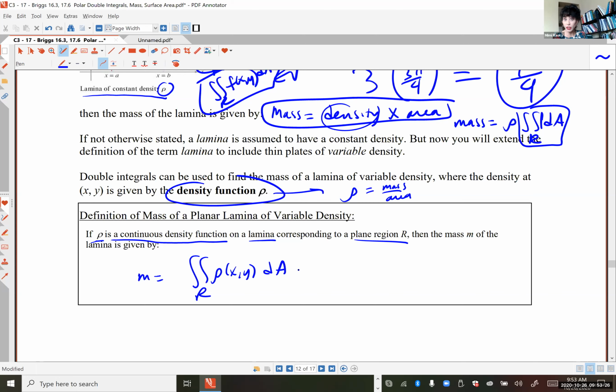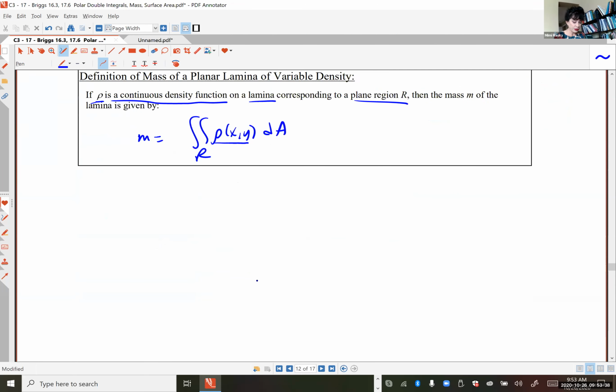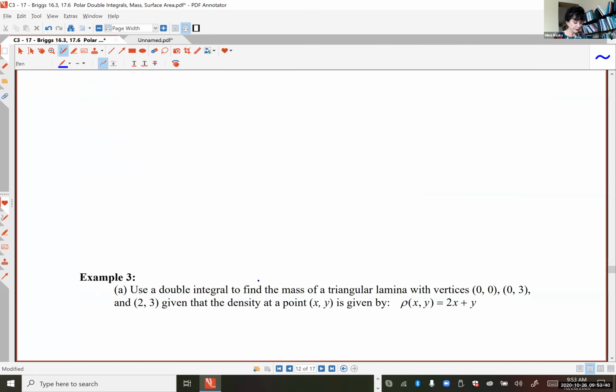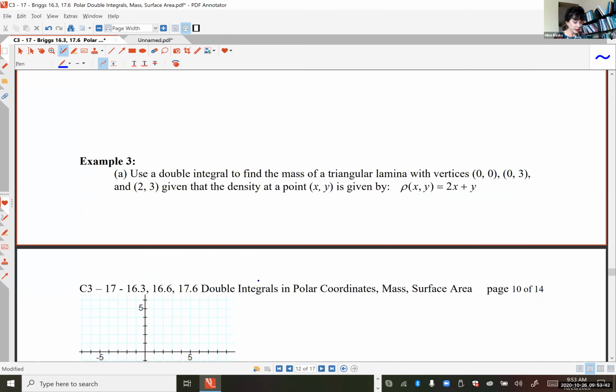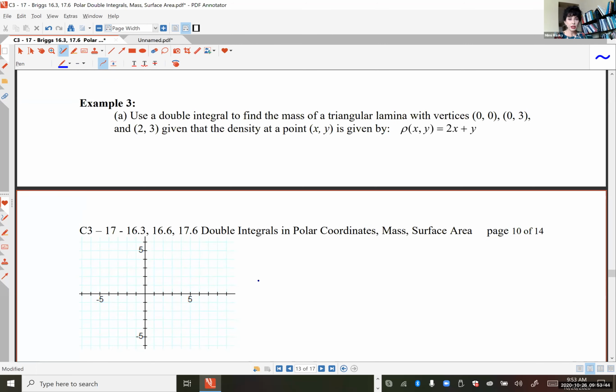So this looks like a volume double integral now. It looks like a volume double integral, but instead of putting your capping surface in that integrand, you're going to put the density function. That's the only difference, and the answer is still going to be positive. So let's do an example of finding a mass. We're going to use a double integral to do it.